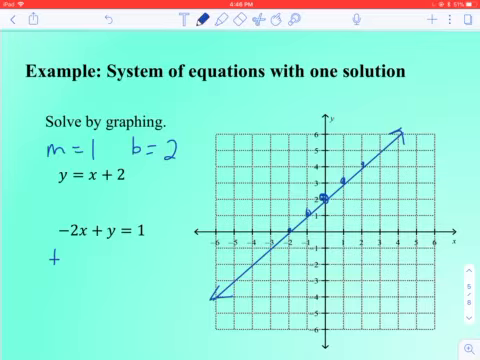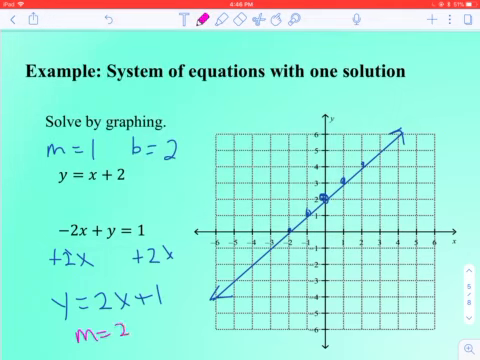I can start by adding 2x to both sides of the equation. So y will equal 2x plus 1. So on this one, the slope is equal to 2. The y-intercept is equal to 1. So I'm going to put a point at 1. My slope is 2, so I go up 2 over 1. And actually, I'm already at where they cross, so I don't really need any more points.